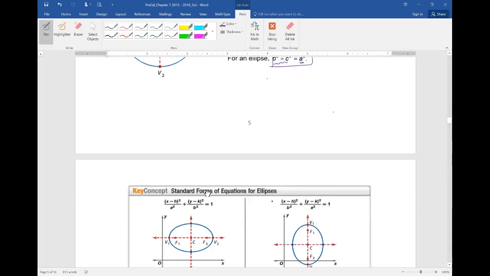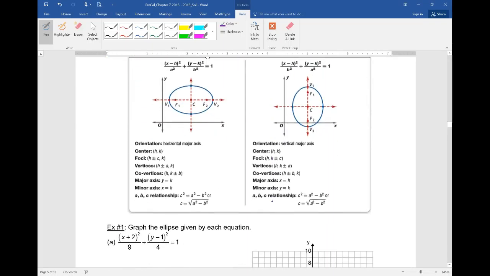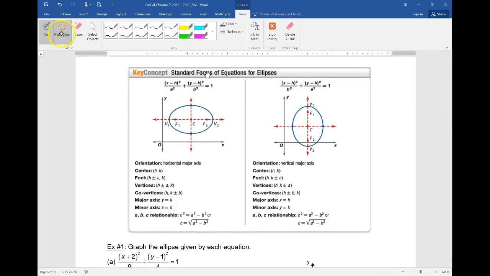All right, let's do some actual ellipse work. The equation for an ellipse is this. Oh my goodness, how confusing. How are we going to remember this? It's amazing, but you will. Trust yourself, and you will.